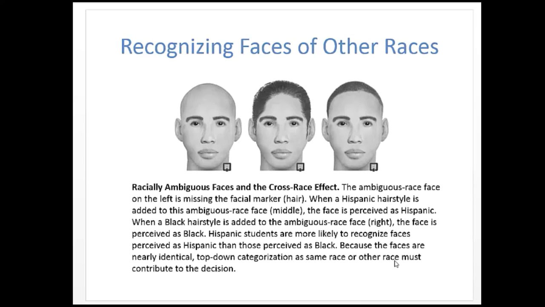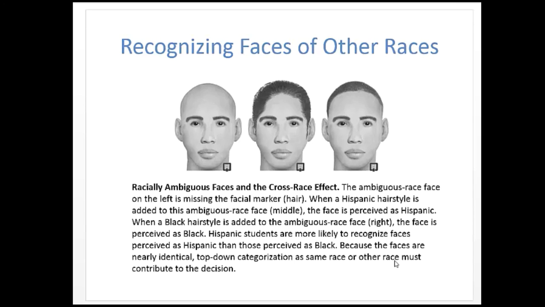The researchers created an ambiguous race face. The face on the far left is missing its hair, and it's ambiguous whether the individual is of a Latino background or ethnicity, or of a Black or African American ethnicity. When a Hispanic hairstyle is added to this ambiguous race face, that's the picture in the middle, the face is perceived as Latino or Hispanic. When a Black hairstyle is added to the ambiguous race face, that's the picture on the right, the face is perceived as Black. Hispanic students are more likely to recognize faces perceived as Hispanic than those perceived as Black.